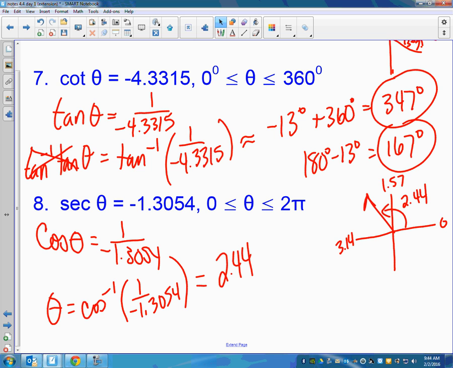Is cosine normally negative in quadrant 2? Does it make sense that our calculator gave us an answer in quadrant 2? Yeah, cosine's negative in quadrant 2. What other quadrant is cosine negative in? Right, x is negative, which means there's another angle down here with the same reference angle that's going to have the exact same cosine value, because it just keeps repeating itself all the way around the circle.